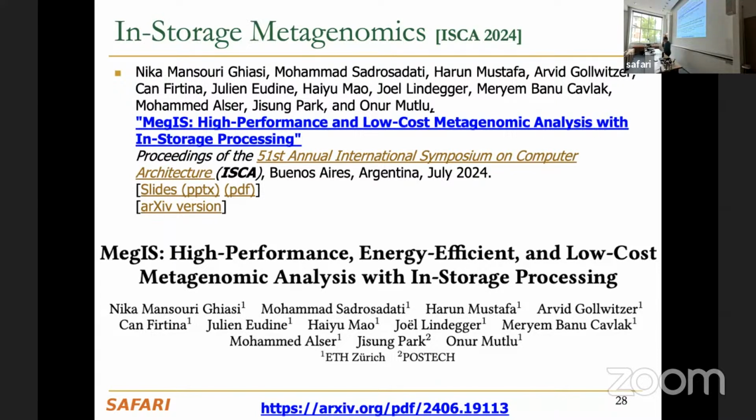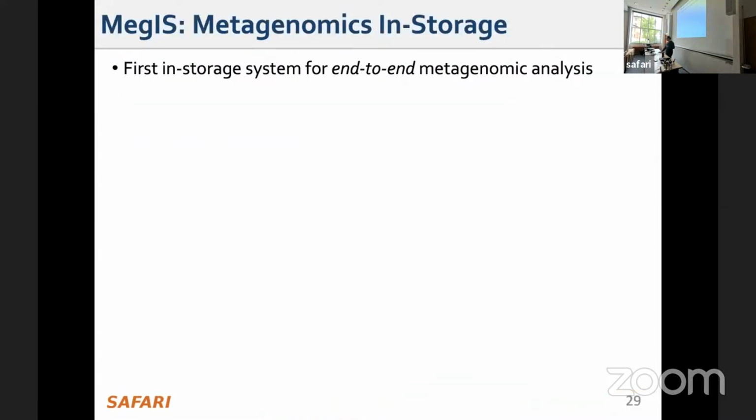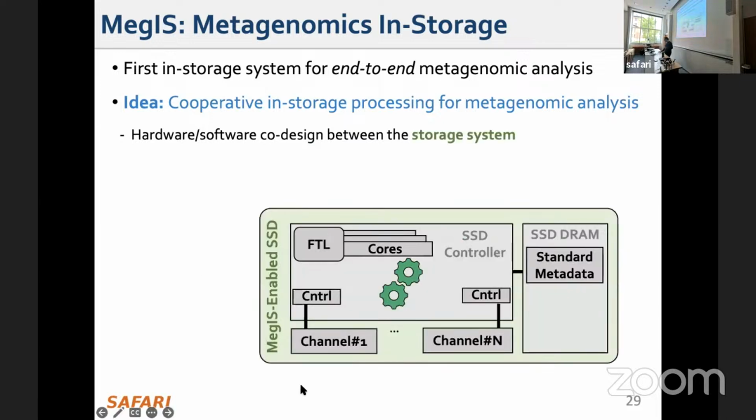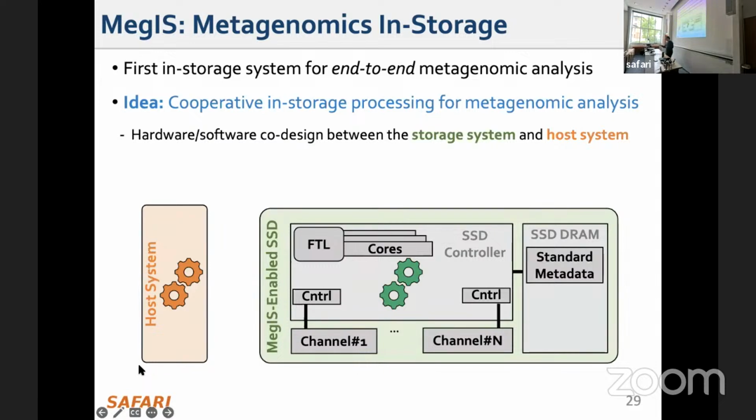Okay, this is a more recent work that was published at the more recent ISCA, like in July. I'm going to go through this relatively quickly because we'll probably have a more detailed session. But this is just to show that genomics data is actually exploding. There's a lot more data coming into the storage system. And this work is the first in-storage system for end-to-end metagenomic analysis. I'm going to describe what that means. And it basically provides a hardware-software co-design between the storage system as well as the host system, and partitions the work between these two systems so that you can get an energy-efficient and high-performance system for metagenomics.